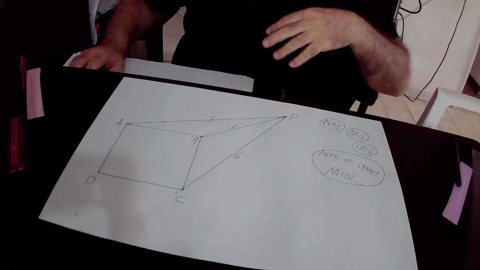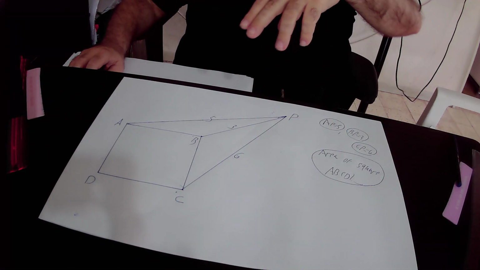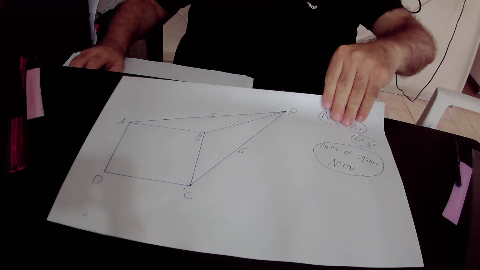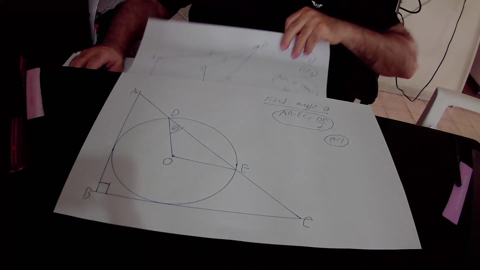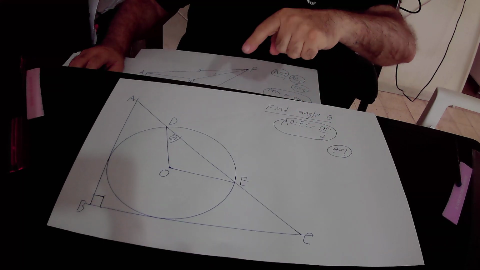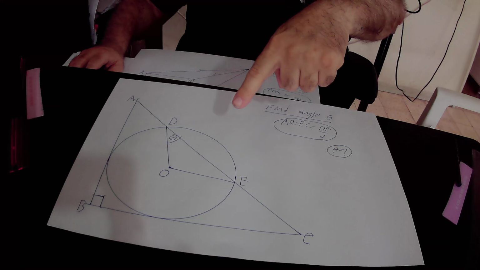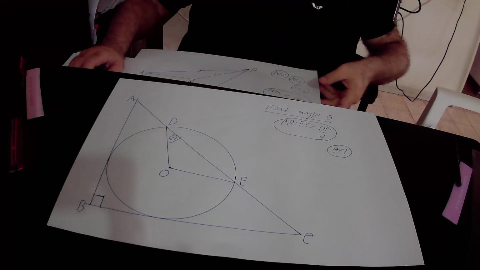Hello, in this lecture we'll answer two questions. In the first question, we'll find out the area of square ABCD. In the second question, we'll find out the size of this angle theta, that is in triangle DOE.